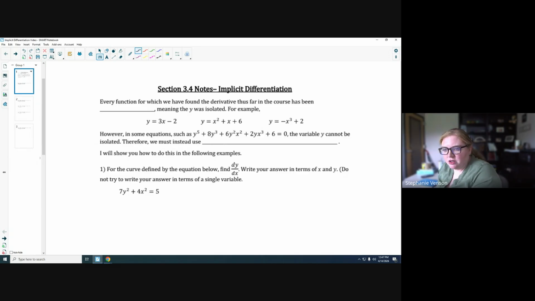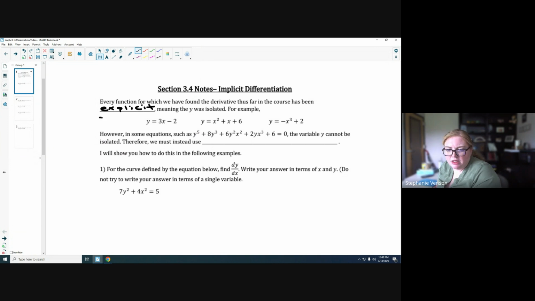So every function for which we have found the derivative thus far in the course has been explicit. It's a lot harder to write on this tablet, so give me some grace on the handwriting. Every function for which we have found the derivative thus far has been explicit, meaning that the y was isolated. For example, we found derivatives of functions like y equals 3x plus 2, or y equals x squared plus x plus 6, or y equals negative x cubed plus 2. You could find the derivative of all of those, right?